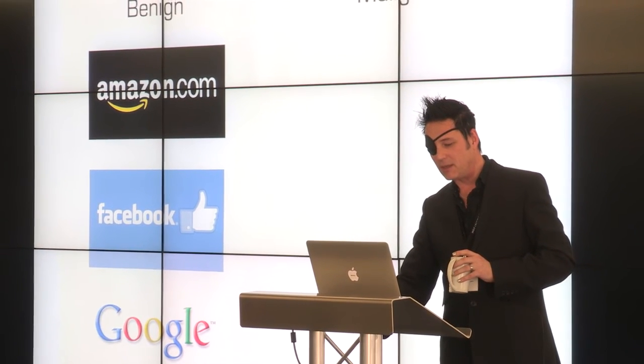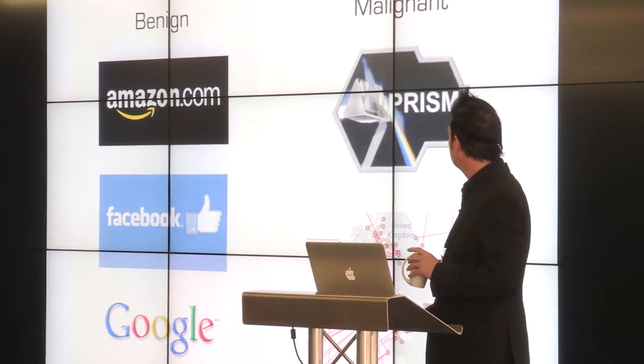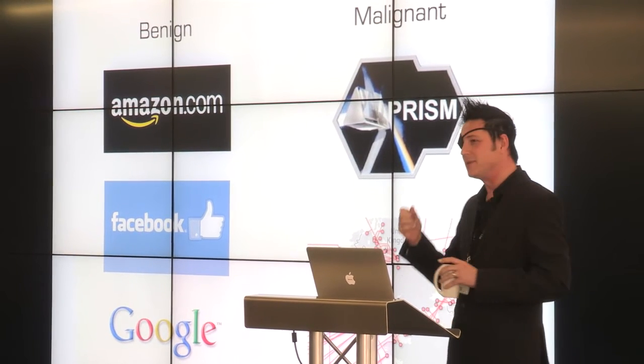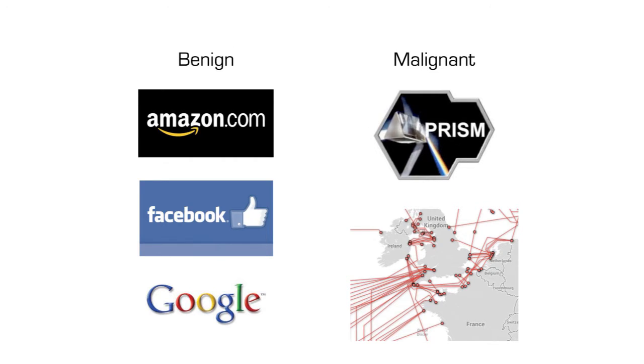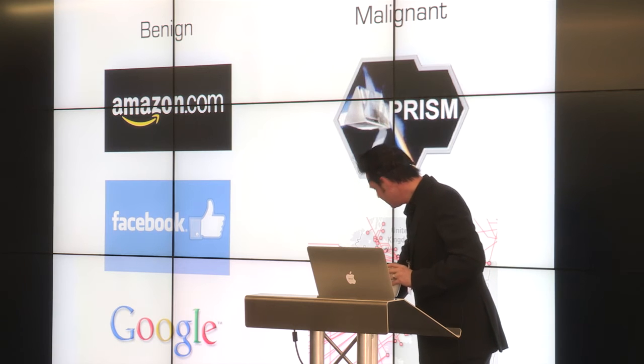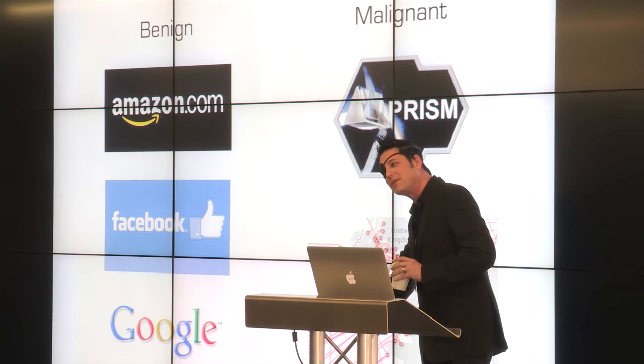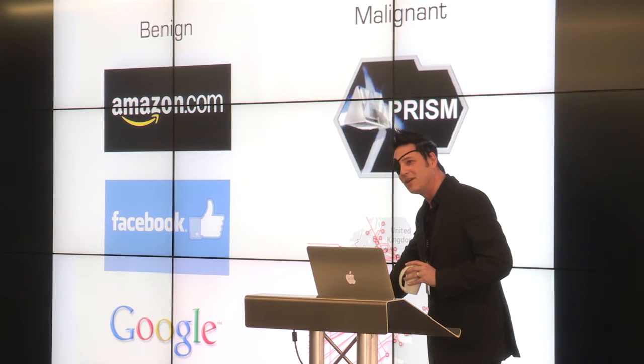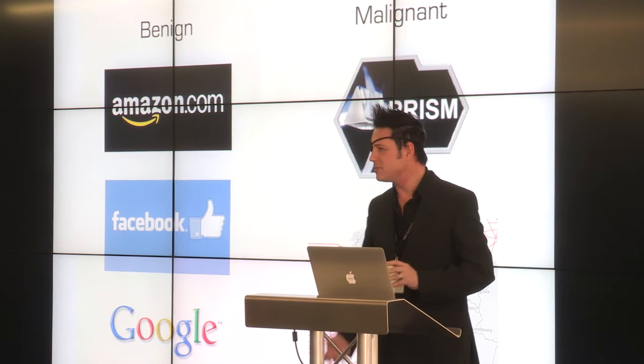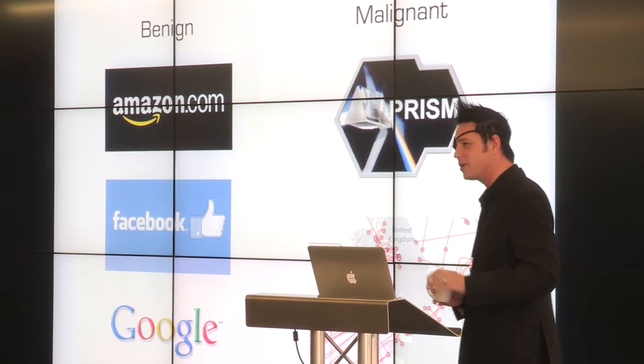And then we've got the malignant ones, right? The ones that we don't like: Prism and Tempora. Or GCHQ putting devices right here, right, into the transatlantic pipe, watching our data go in and out of the country. Or whatever, it's some 10 petabytes a second or something, some incredible figure.